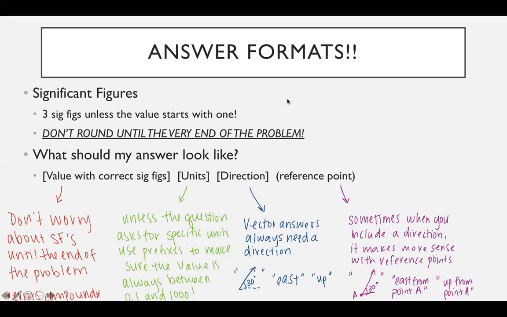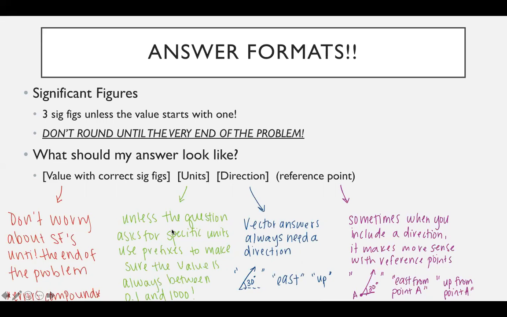Another thing I wanted to go over is what your answer should look like. One thing is sig figs. It's 3 sig figs unless the value starts with 1, and if the value starts with 1, then it's 4. And you shouldn't round for sig figs until the very end of the problem because then you're going to have a compounding error. But formatting wise, what should the answer look like? You're going to have some number, and you shouldn't worry about the sig figs of that number until the end of the problem, because the more you cut it off at the sig figs, the more error you're going to get at the end. Then you're going to have units.